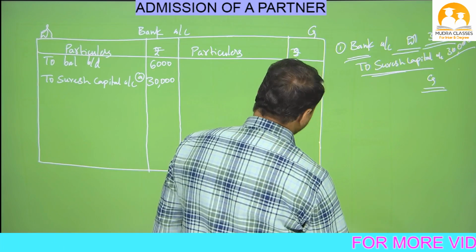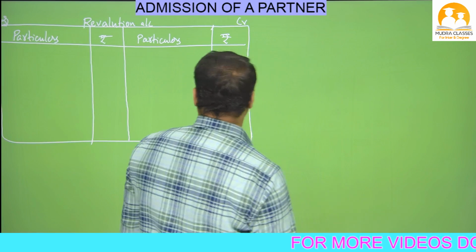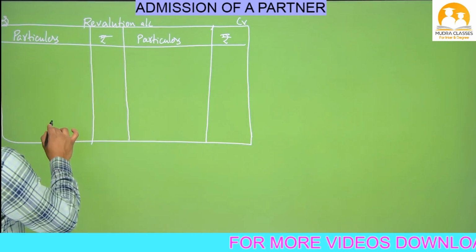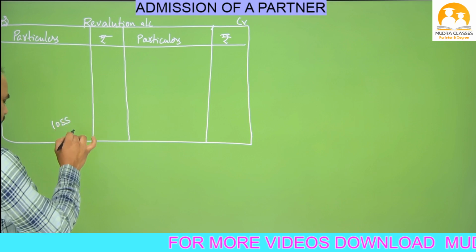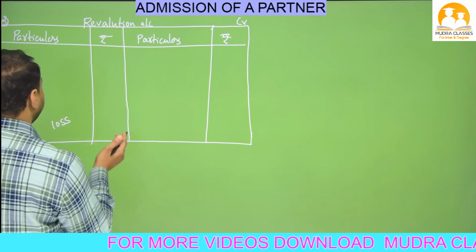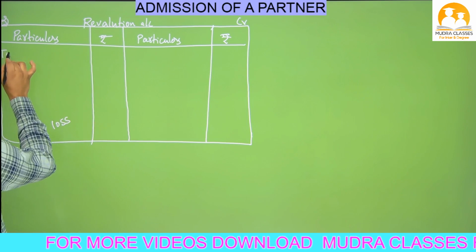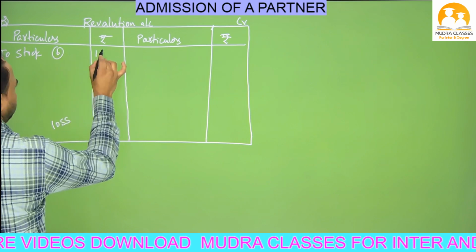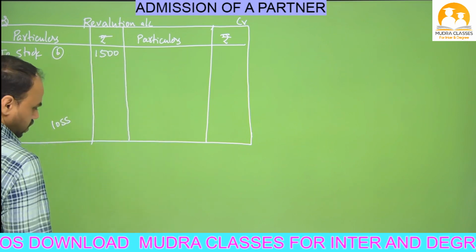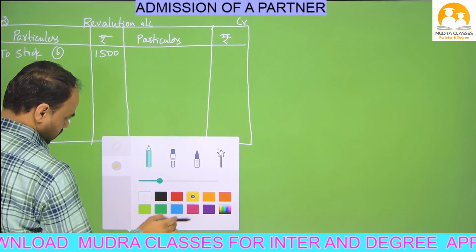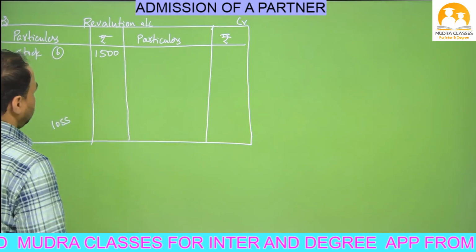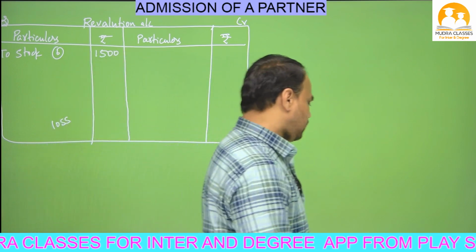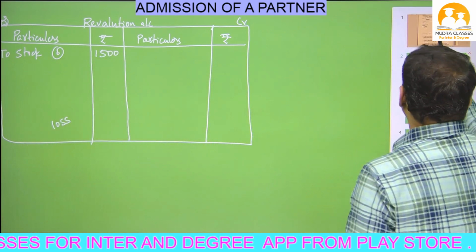This is a loss to the business. So in the revaluation account, we will write on the debit side. When you get a loss in the business, when the asset value is reduced, that is a loss to the business. We'll write in the revaluation account debit side: to stock, adjustment number B, amount 1,500. For your purpose I will change the color here so that you can understand the adjustments clearly. Now let's see the next adjustment.